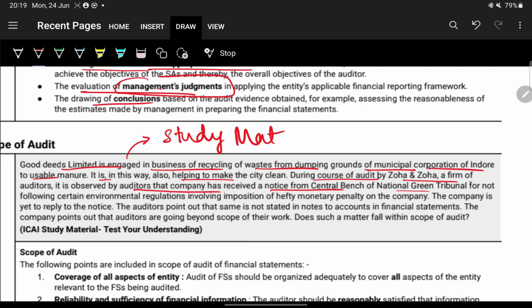Okay, so basically they are telling that the auditor points out that this notice and the imposition of hefty fines is not stated in the notes to account of the financial statements, and the company tells that the auditor is going outside or going beyond the scope of audit. Okay, so basically we have to answer what the scope of audit is. We'll have to write what the scope of audit is.